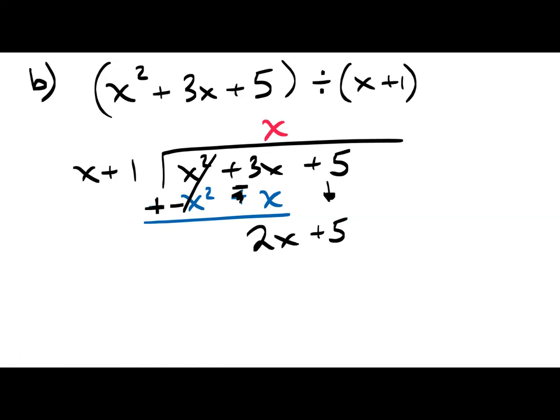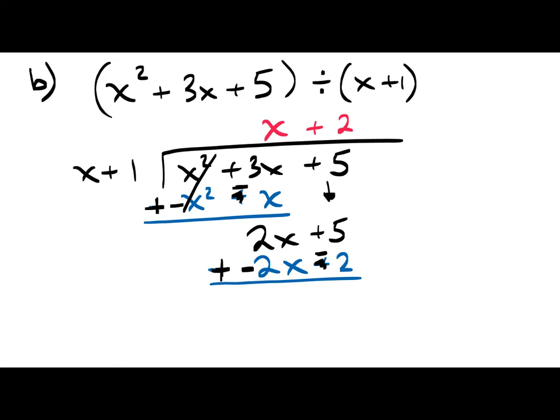Okay, are we good? Am I going too fast? Okay, let me slow down just a bit here. Then the next part is what multiplies x to give you 2x? 2. So we put plus 2. And we go 2 times x is 2x, and 2 times 1 is 2, and then we subtract again or add the opposite. So negative 2x and a negative 2.